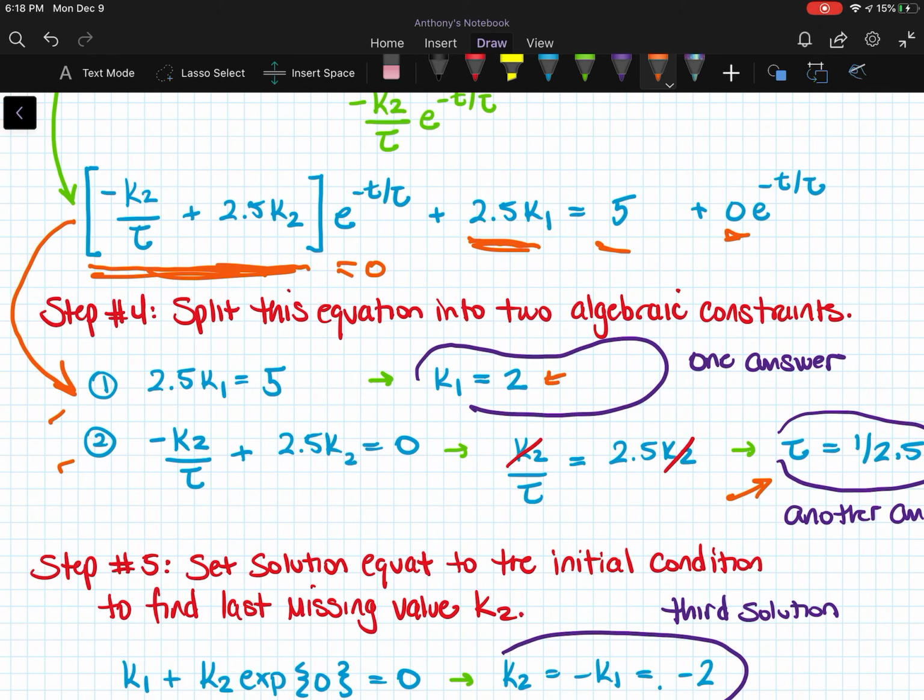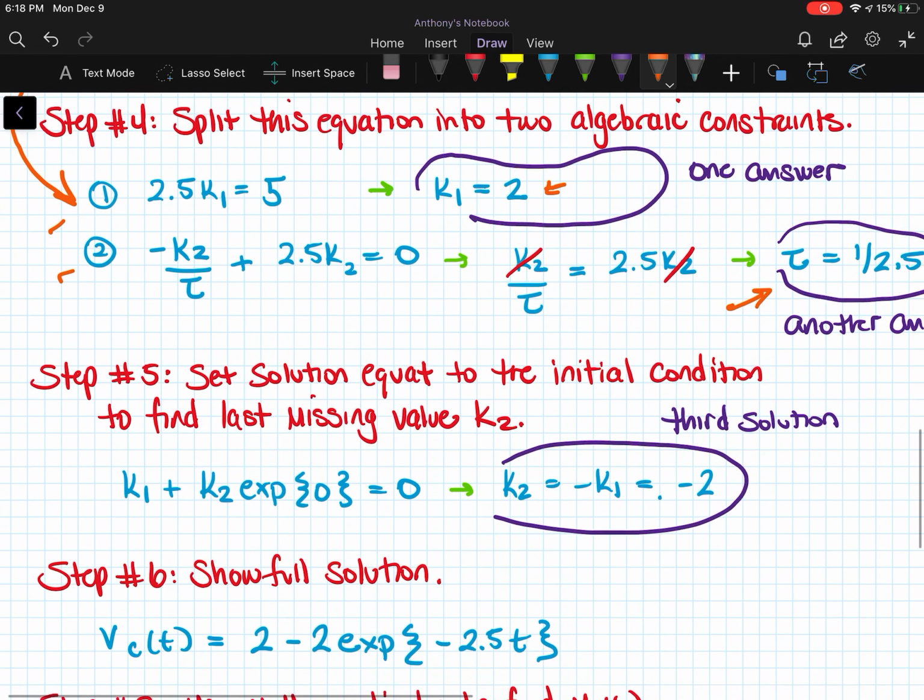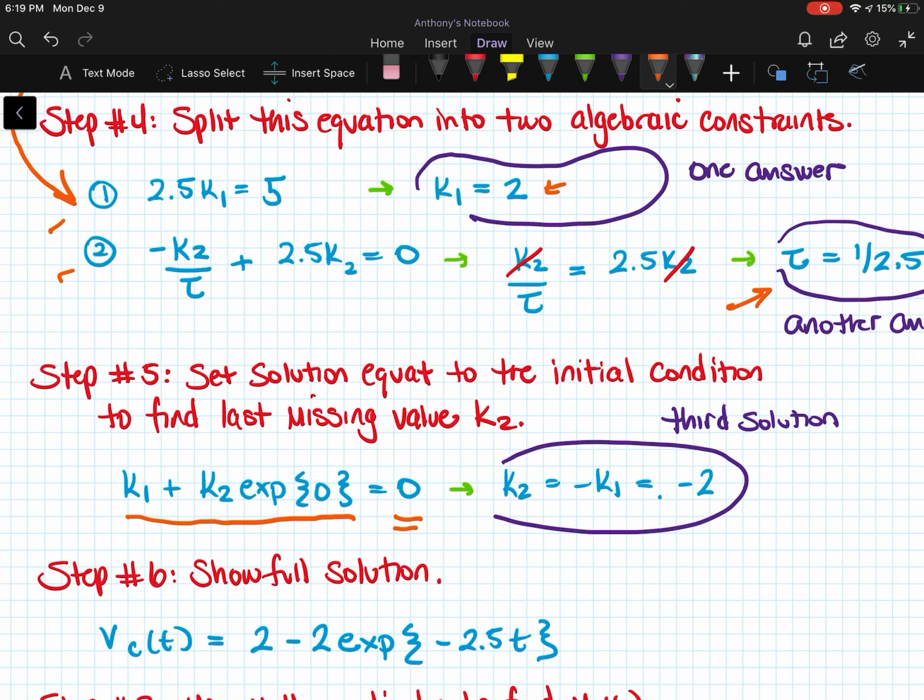Now we are still missing one value. We have k1, we have tau, but we're still missing k2. And so the next step that we use is we set the solution itself, k1 plus k2 e to the negative t over tau, equal to the initial condition, which in this case was 0.